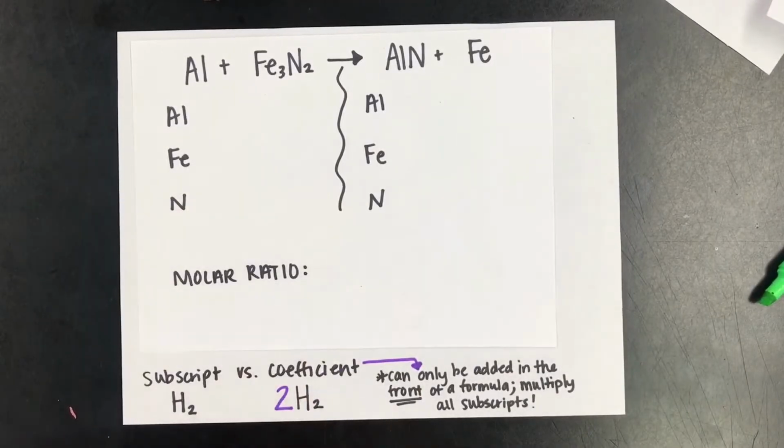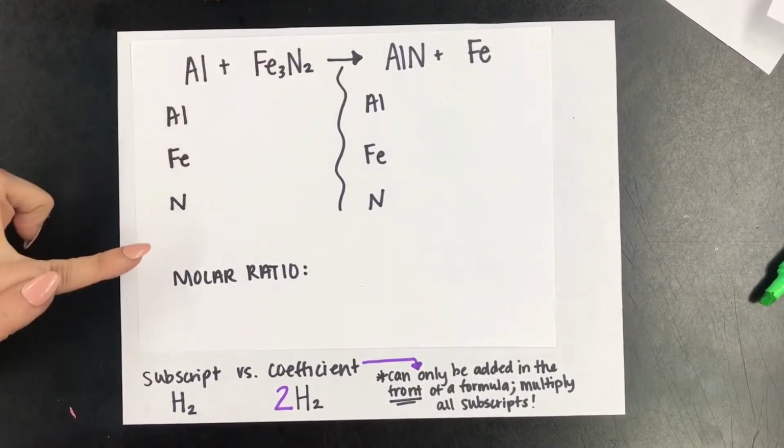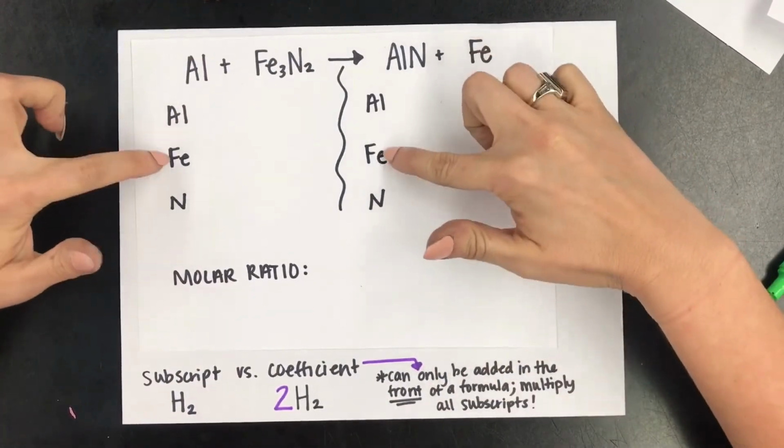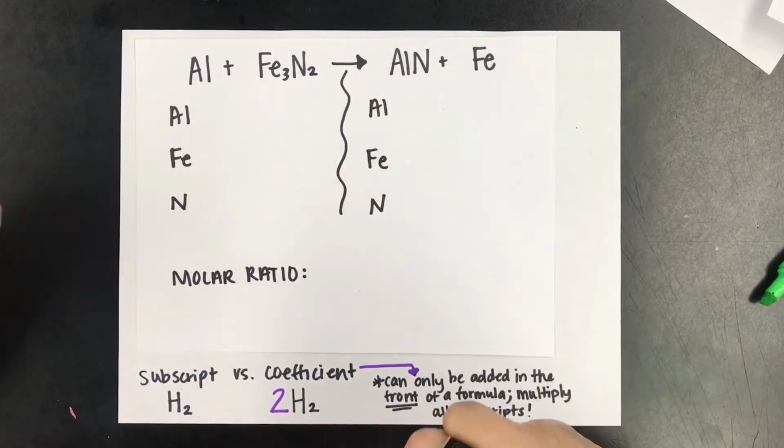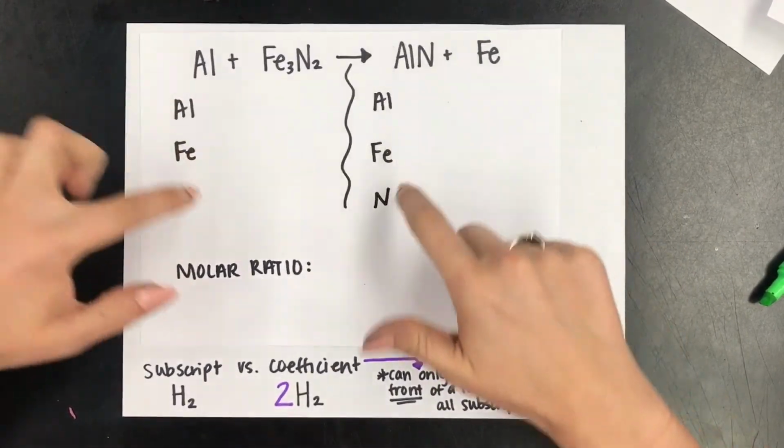Okay, so for this one, we're going to start off the exact same way. I'm going to list all of my elements on both sides. Notice I've listed them in the same order, even though they don't show up in the same order, because I want to be able to easily compare them.